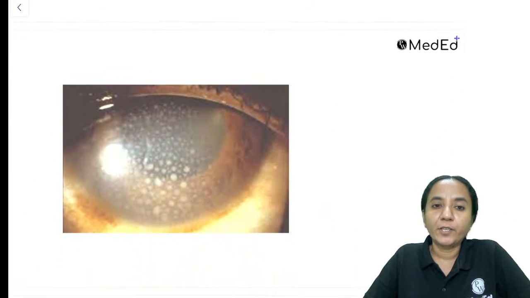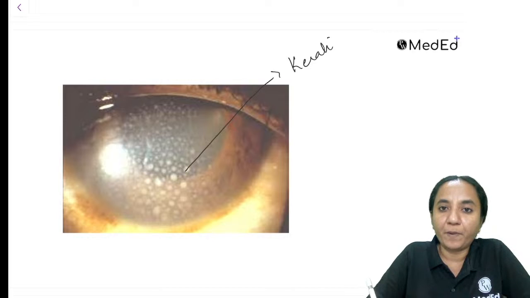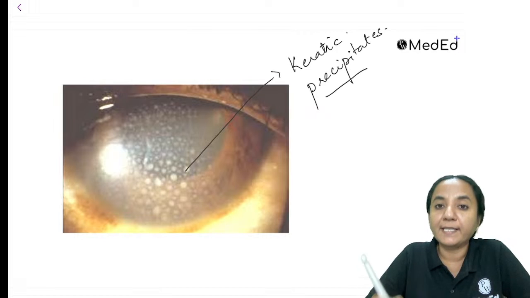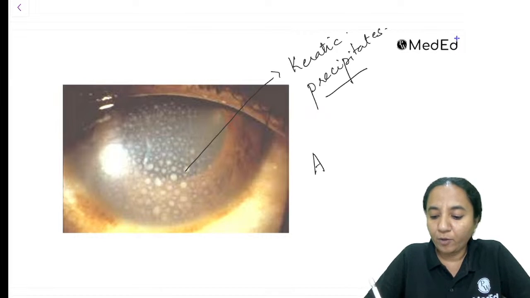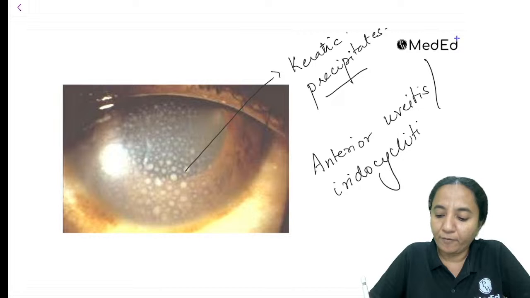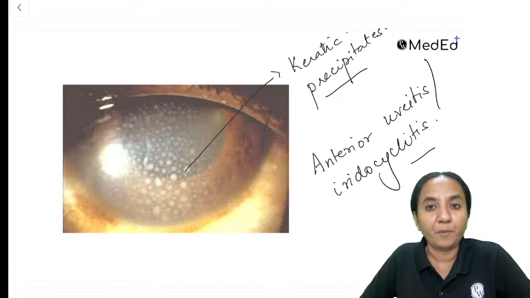What is this? What do you see in this? See these white dots here, these are called keratic precipitates. So these are inflammatory deposits on the corneal endothelium. They are called keratic precipitates. And where do you see this? This you see in anterior uveitis or iridocyclitis. This is seen in anterior uveitis or iridocyclitis, that is inflammatory deposits on the corneal endothelium which are called your keratic precipitates.